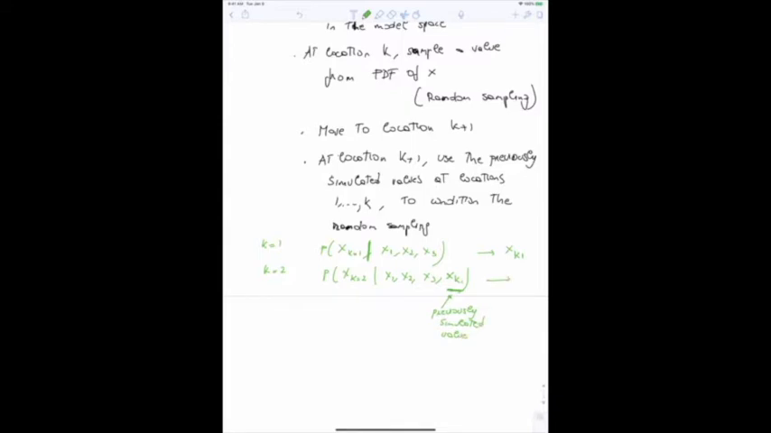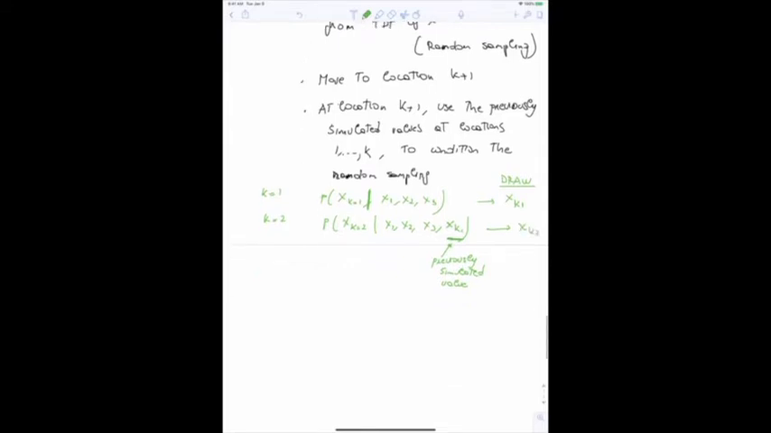Now we draw a sample, XK2. Now we move to location K equal 3, and we have the probability of XK equal 3 conditioned by X1, X2, X3, XK1, XK2. And we draw a sample from that, which we call XK3, and so on and so forth. And we keep doing it until we visited all the cells in the grid. So we're going to do it until we get K equal N, where N is the number of cells in the grid or in the model.